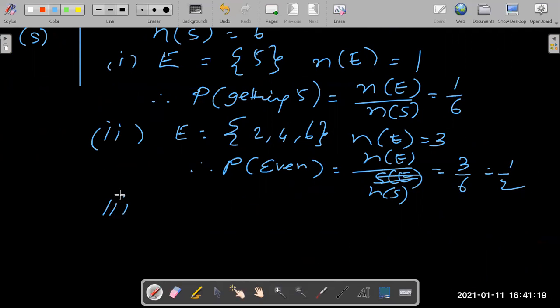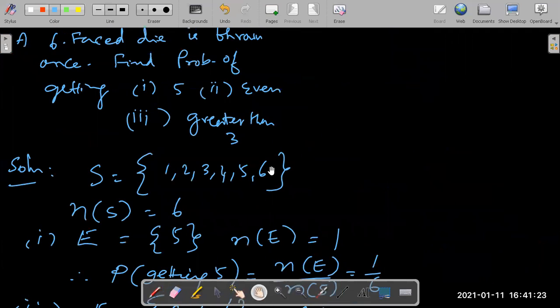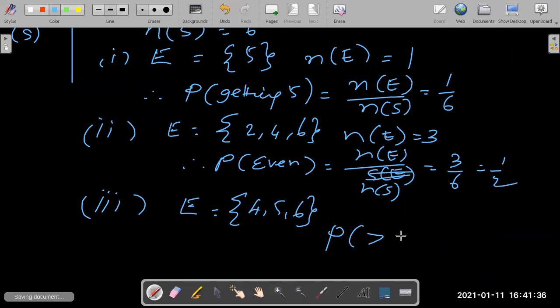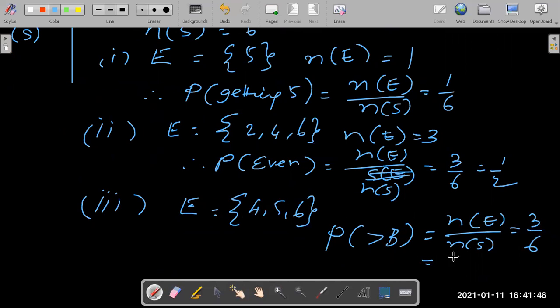So third one, we said a number greater than 3. So a number greater than 3, E will be 4, 5, 6. So the probability of greater than 3 equals n of E divided by n of S, which is 3 divided by 6. Again 1 by 2.